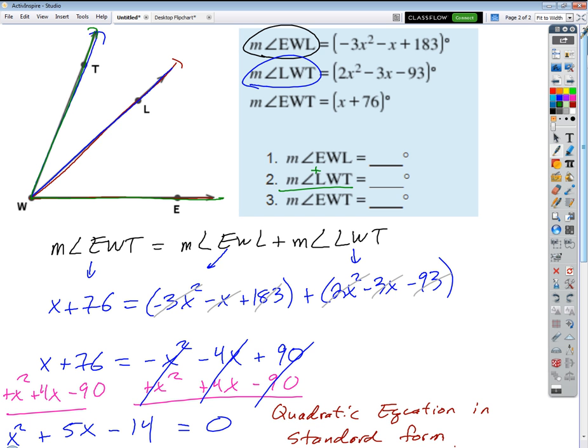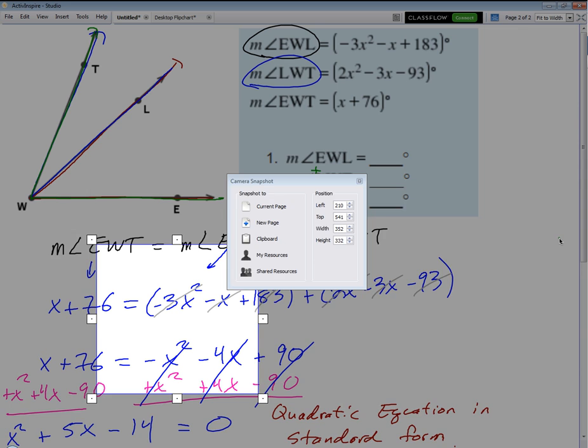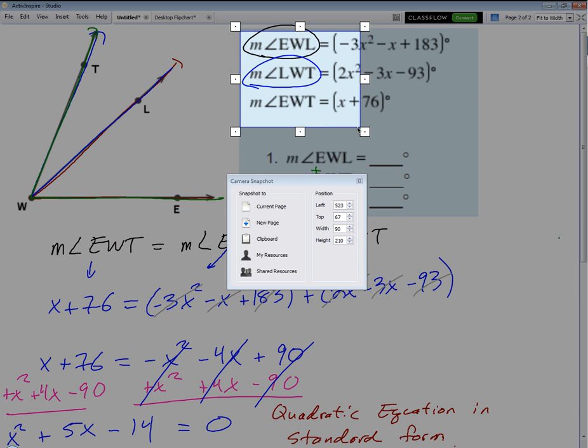If I go back up here, and I'm just going to quickly grab this guy right here.